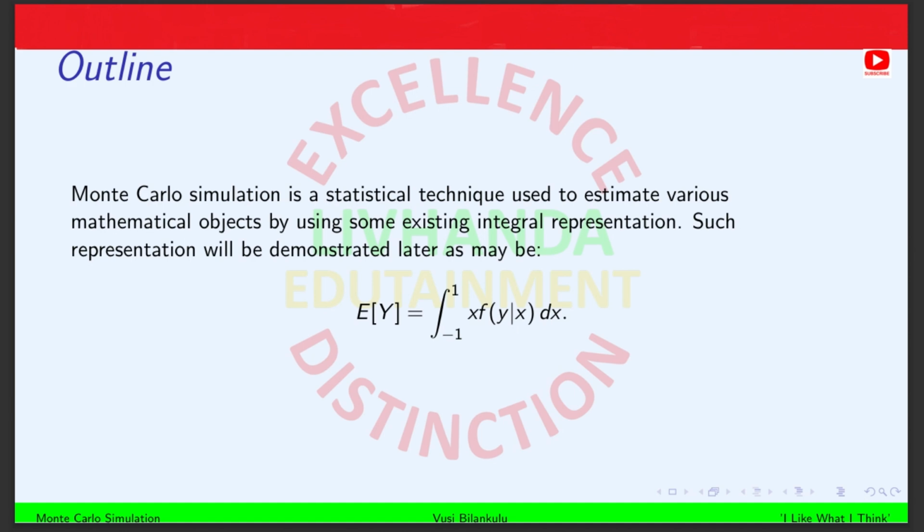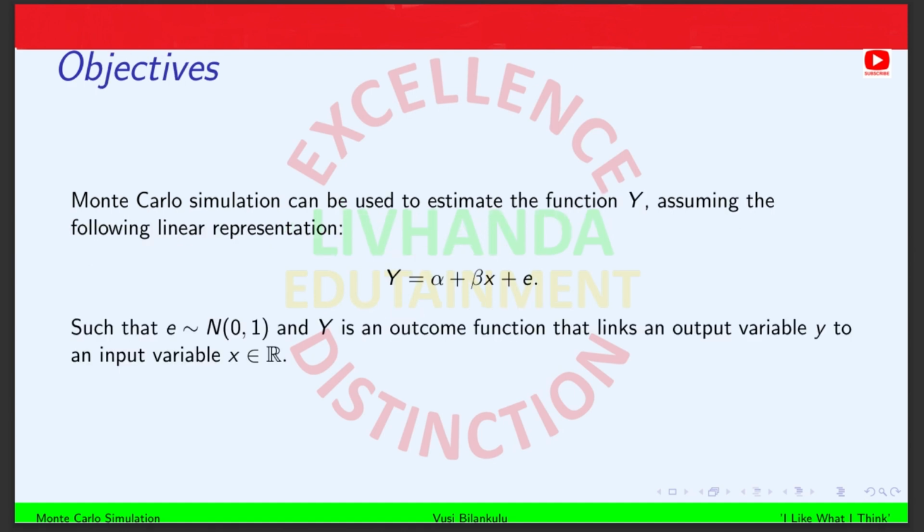Monte Carlo simulation is used to estimate various fundamental and technical objects which can be presented in a mathematical integral form, such as this one presented here. We shall see how this one came about in a moment, but first, let us look at the objectives of Monte Carlo simulation.